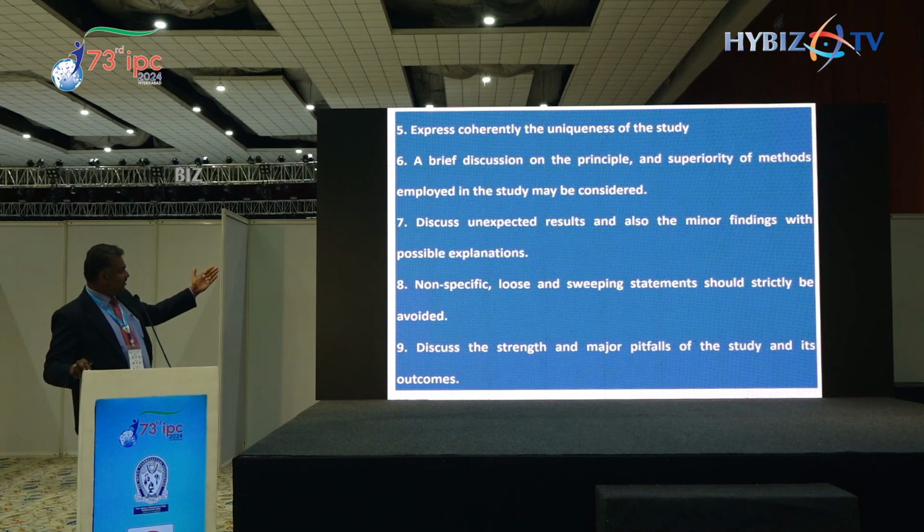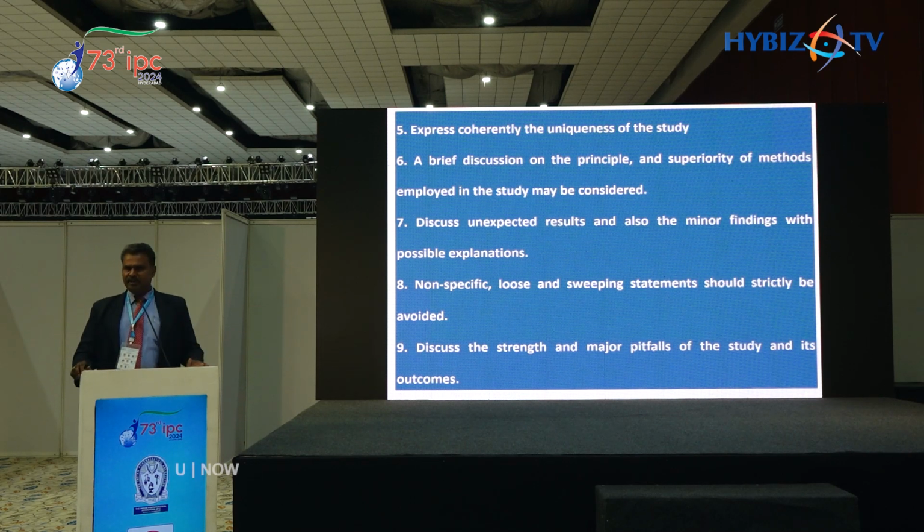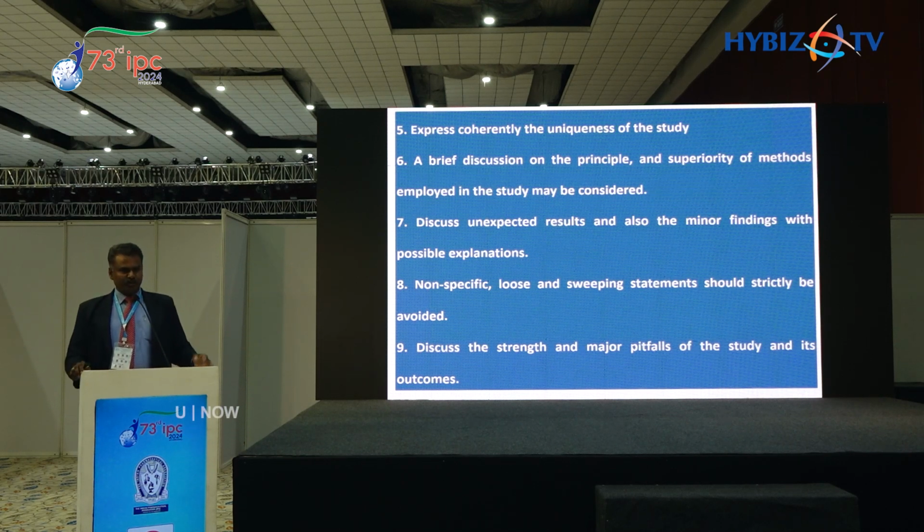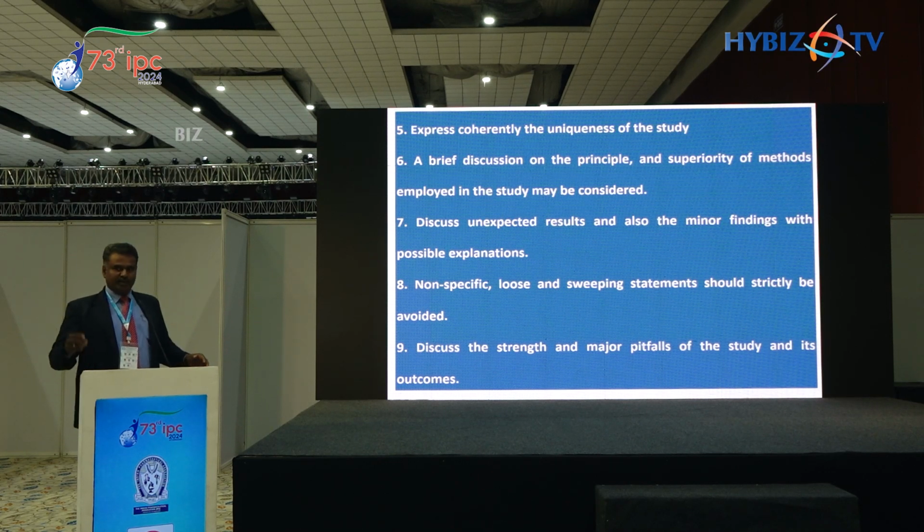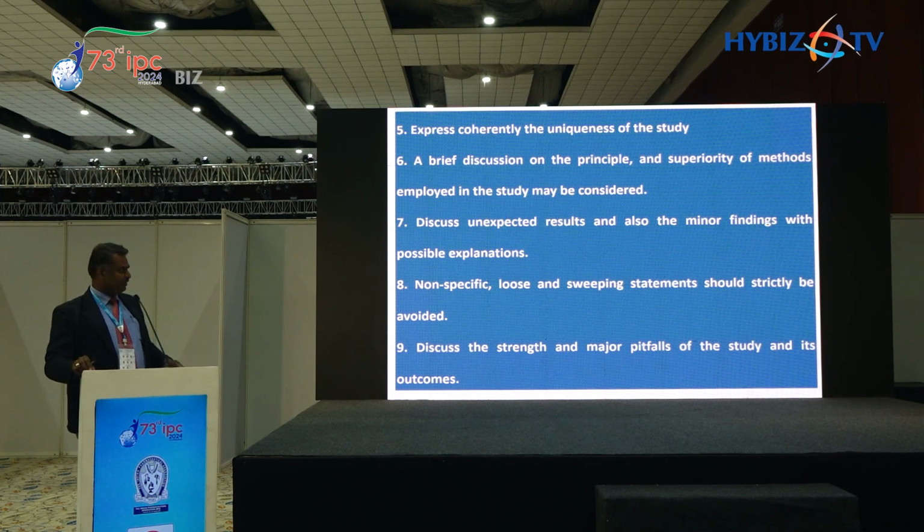A brief discussion on the principle and the superiority of the method employed in the study. For example, you can use ELISA, you can also use Western blotting. Which one is better? Western blotting. The superiority of the method that you have employed should be properly pitched in the discussion section. Fine? You can also use a simple colorimetric assay for everything.